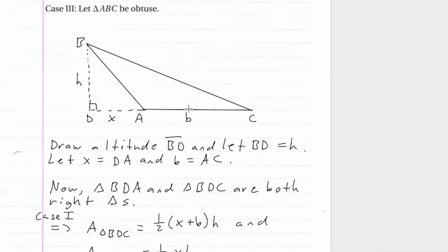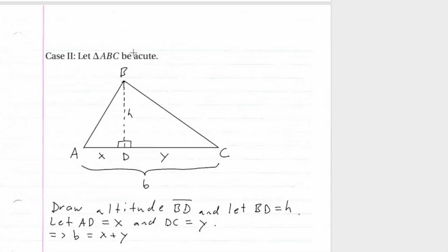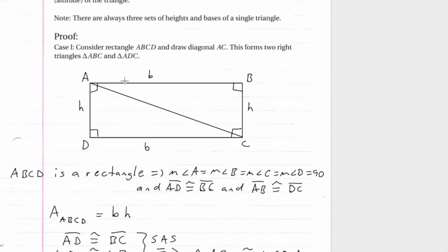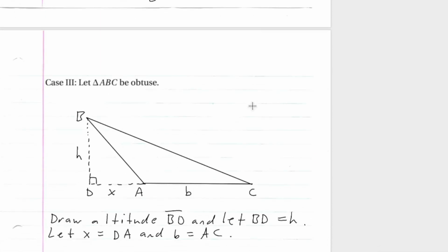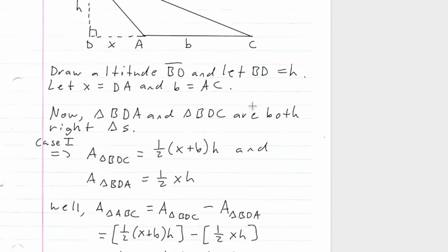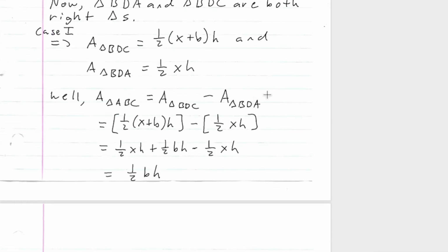So as you can see in all three cases, when ABC was obtuse, when ABC was acute, and when ABC was constructed as a right triangle, in all three of those cases, the area of that triangle was 1/2 the base of the triangle times the height of the triangle. So that is how we are able to derive the area of a triangle being 1/2 its base times its height.